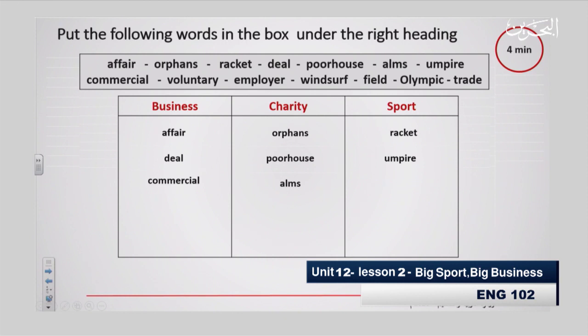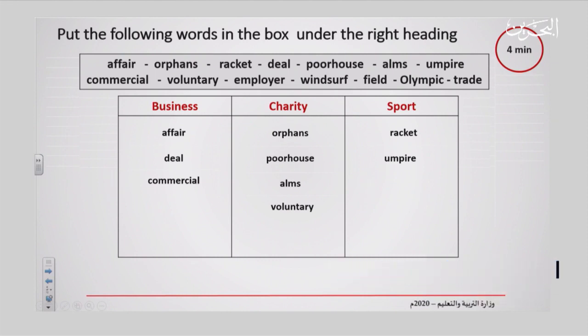For commercial, then it goes under business, because commercials also always relate to business. Let's go to the next word, voluntary. Voluntary goes under charity, because when you volunteer or when you do voluntary work, then it means you do it without expecting any money in return. So it is for charity.